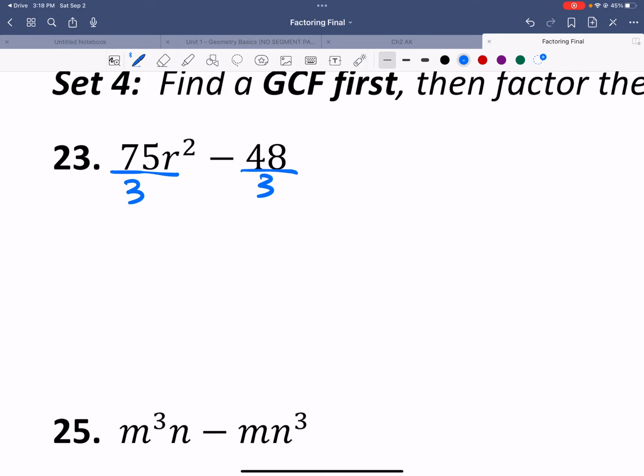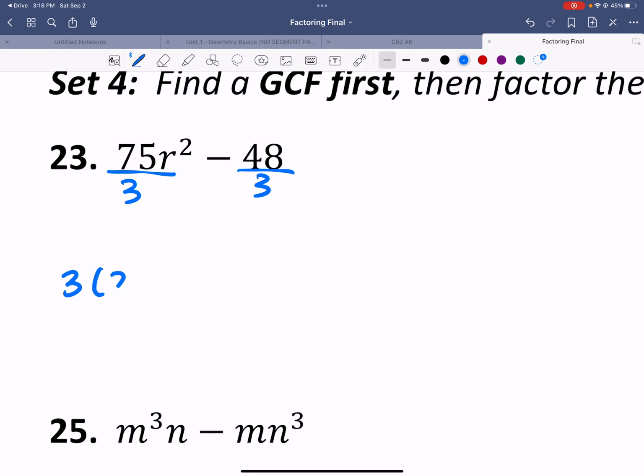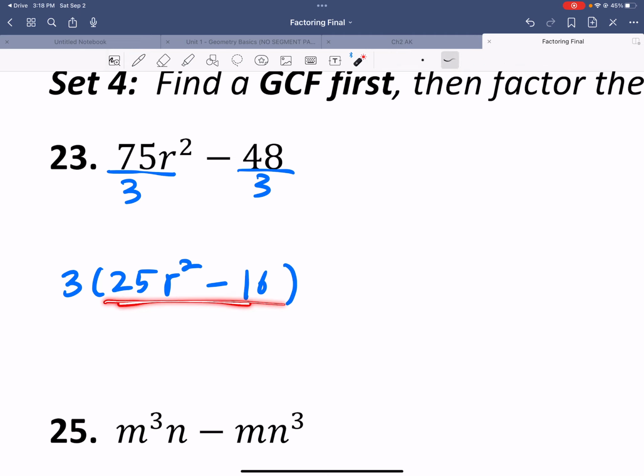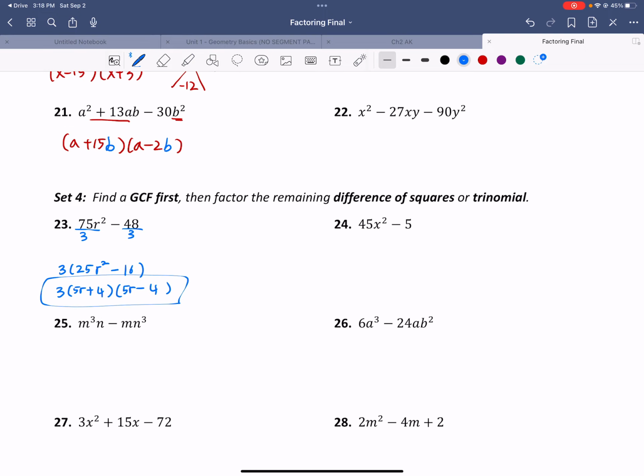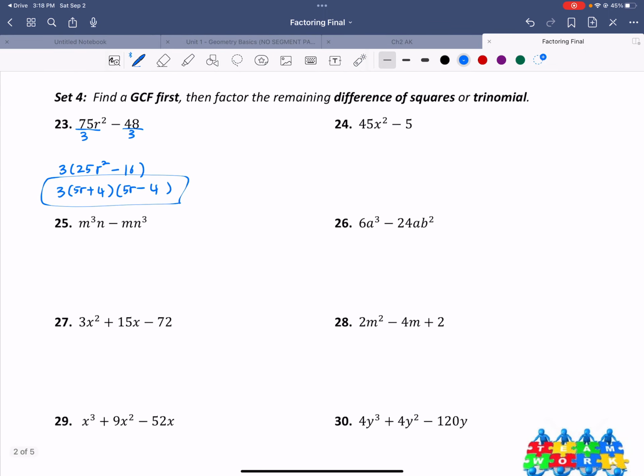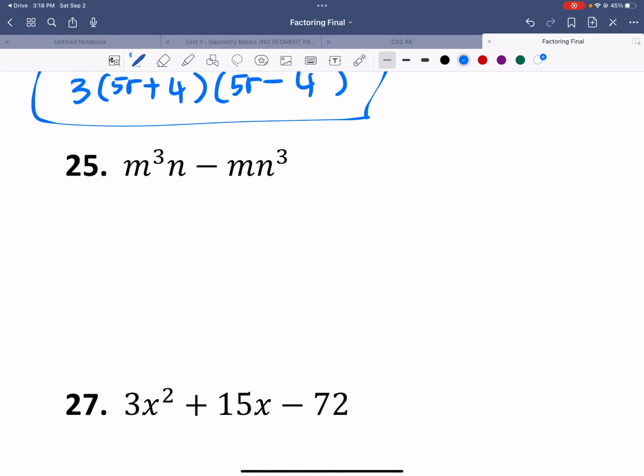And is there anything else that I can factor further? I don't see anything. So let me factor out 3. Then I'm going to get 3 times (25r squared minus 16). And as you can see, this one is a difference of squares because 25 is a perfect square, 16 is a perfect square. So you've got to come up with this one automatically. 5r times 5r can give you 25r squared. 4 times 4 can give you 16. So that's it. Right? So I think you guys can do this one by yourself like the rest of them, but let me go over this one.